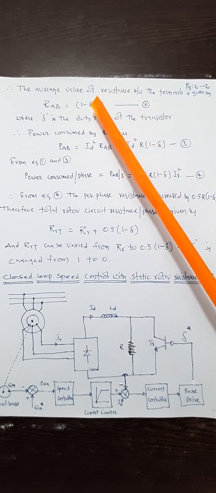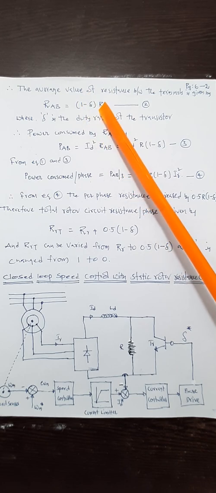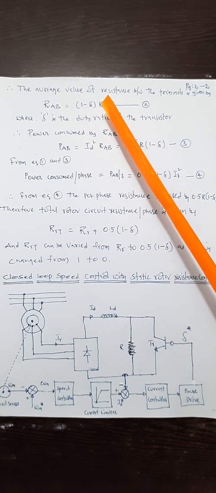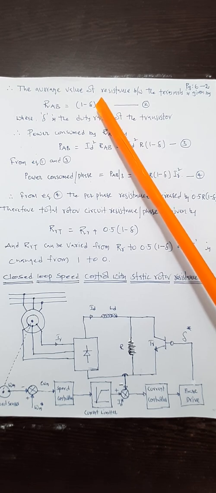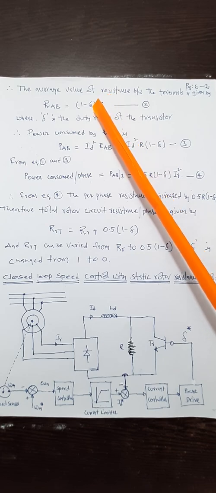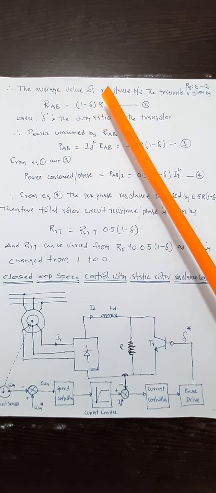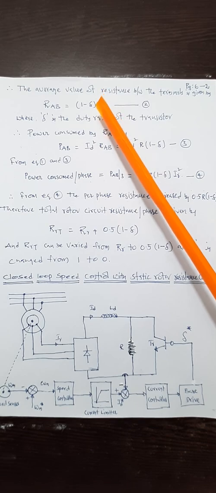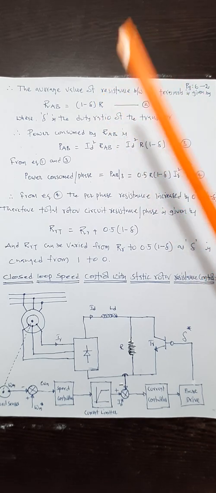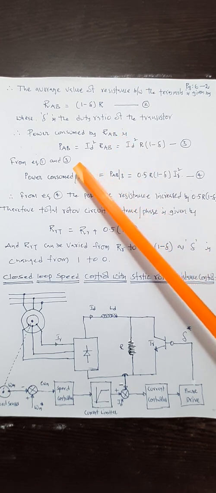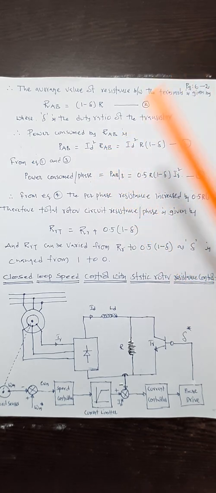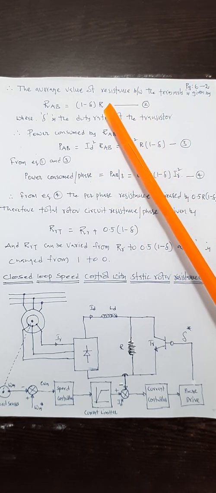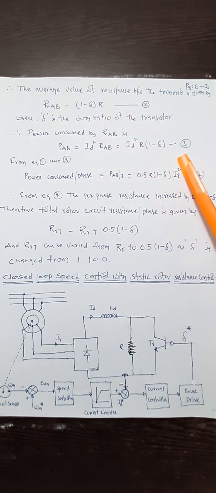For example, delta is equal to 0, R resistance is applied. At that time, the chopper or transistor is off. If delta is equal to 1, this value is 0, and at that time the transistor is on. So therefore, power consumed by RAB is PAB, which is I square R generally. Here I square is ID square into RAB. So ID square into RAB, as in equation number 2, is (1 minus delta) into R. This is equation number 3.